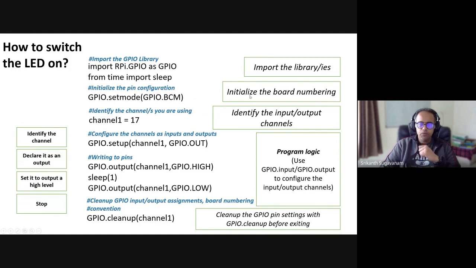The most important one is, of course, initialization of the board numbering, and this is very important. I'm constantly saying it is very important because if you, by some chance, use an output pin as an input pin, or use a voltage pin as an output, things can go wrong. So it is very important that you identify the board numbering convention very clearly.